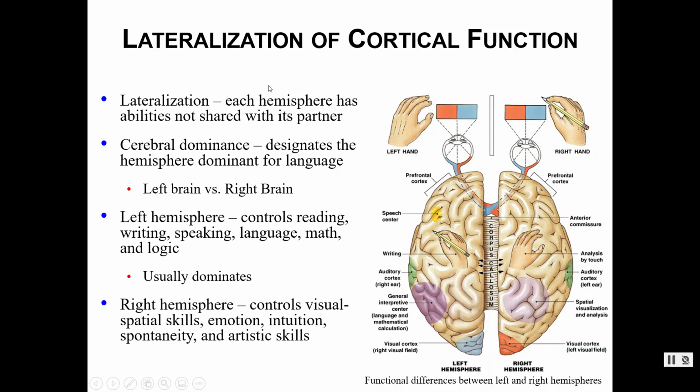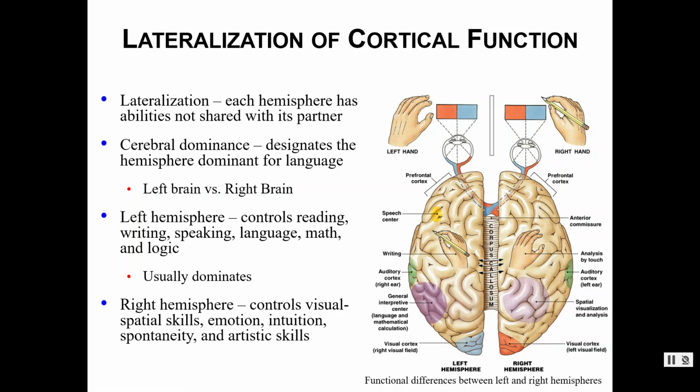Okay, so each of the hemispheres can do things that the other hemisphere can't. Now some things are bilateral. So we have an auditory cortex on both the left and the right, because you have two ears, so why not, right? Same thing with visual cortex. You've got a left and a right for your two eyeballs. But not everything is shared.